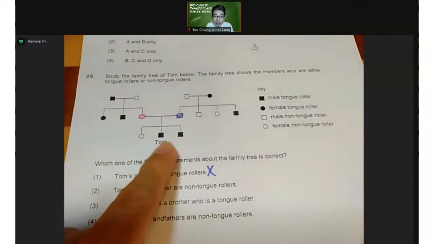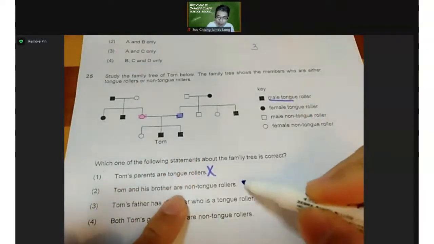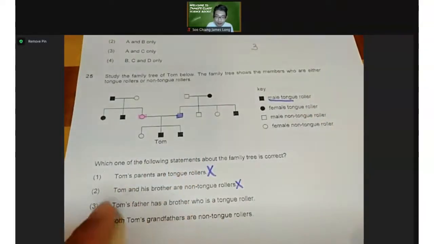Tom and his brother are non-tongue rollers. Now this is a darkened square. It says male tongue roller. So this is a false statement. Tom's father has a brother who is a tongue roller.